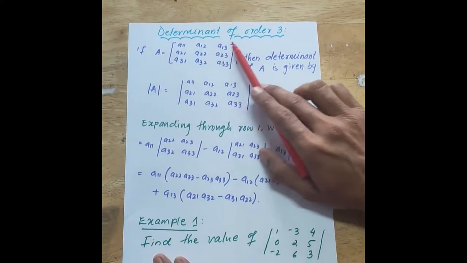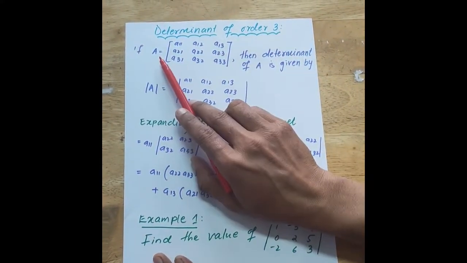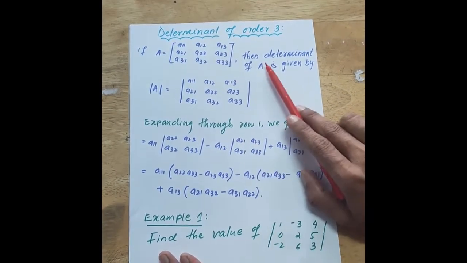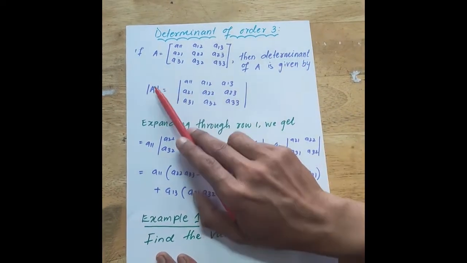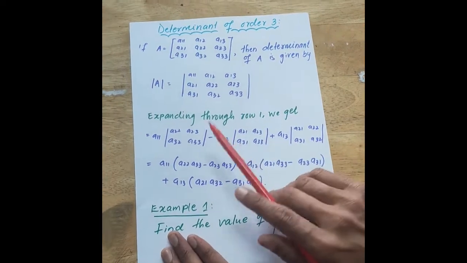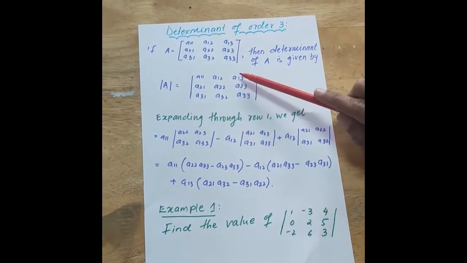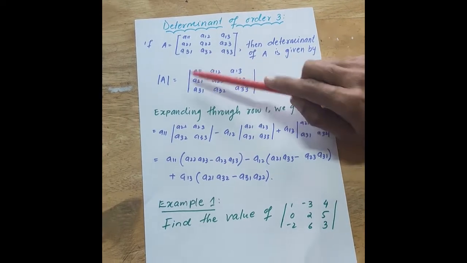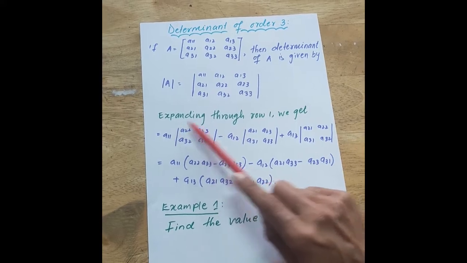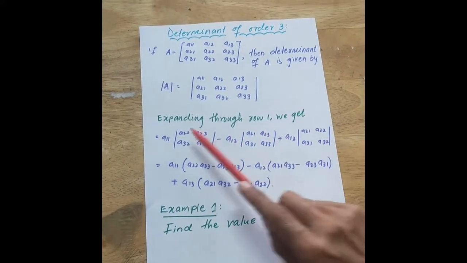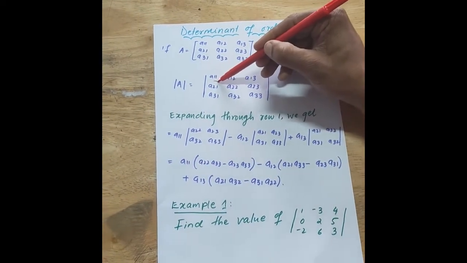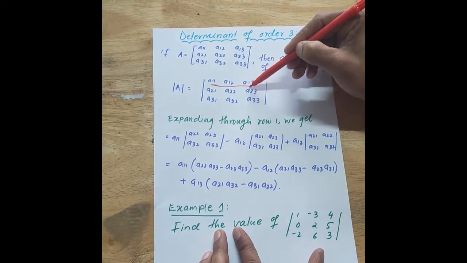Now the determinant of order 3. If A is equal to this matrix of order 3 by 3, so 3 rows and 3 columns, then the determinant of A is given by representing it in determinant form with two vertical lines. To find the determinant of this matrix, you can expand through any of the rows or any of the columns. What I am doing here is expanding through row 1. When you expand through row 1, we get a11, that means I am expanding through this row here.